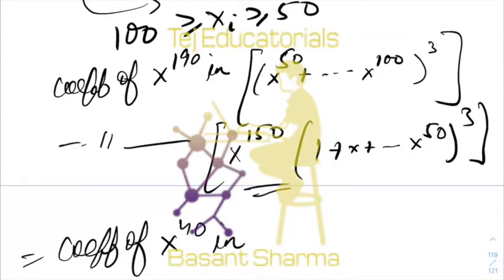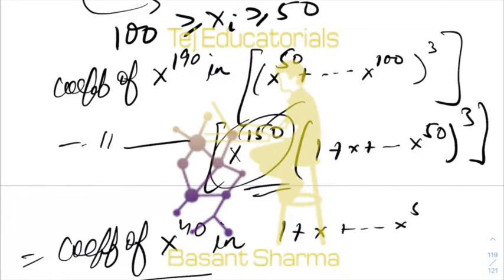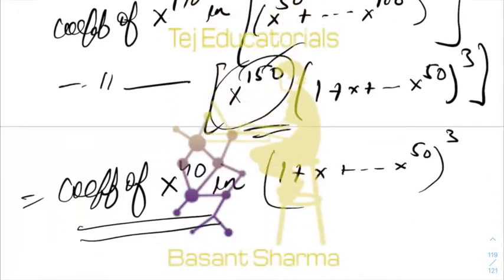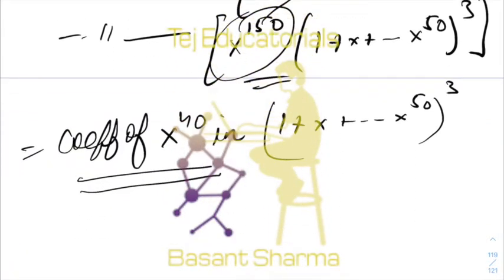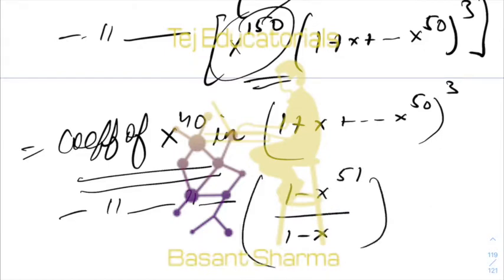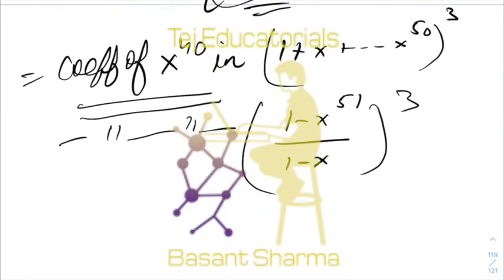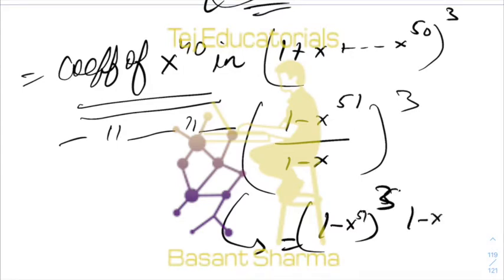Now the coefficient of x to the power 190 in this is nothing but the coefficient of x to the power 40 in (1 plus x plus and so on till x to the power 50) cubed. If you solve it as a GP, this is (1 minus x to the power 51 upon 1 minus x) whole cube, which is (1 minus x to the power 51) cubed into (1 minus x) to the power minus 3.